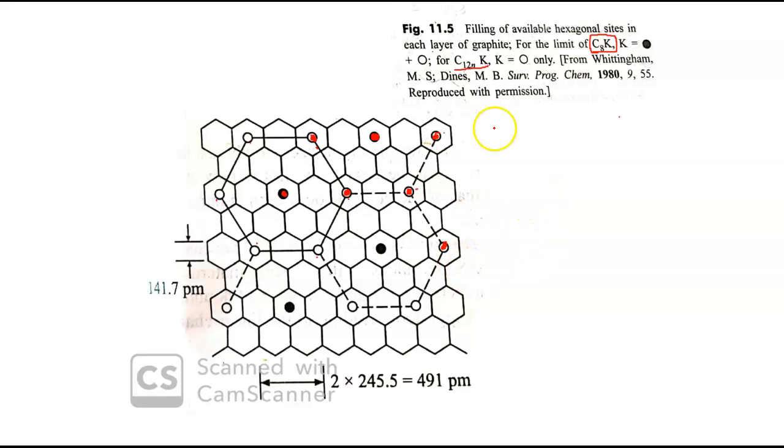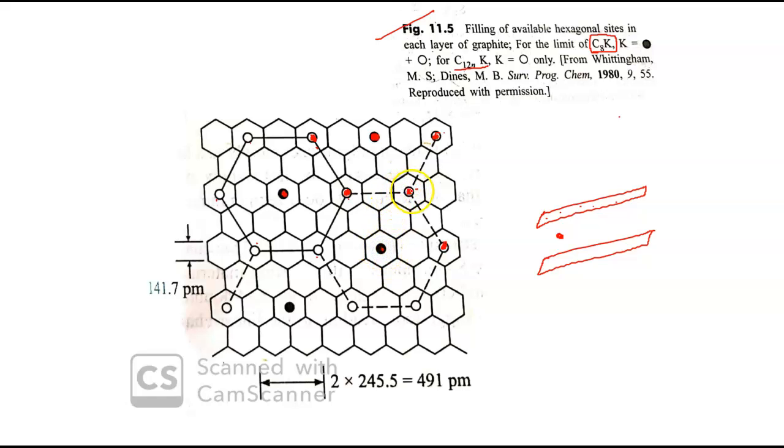So this is a basic structure that is shown. This is just for understanding how the intercalation compound is formed. In between the planes, you can see there will be various positions in where this potassium can be occupying. So potassium will be preferring a site that is like this.